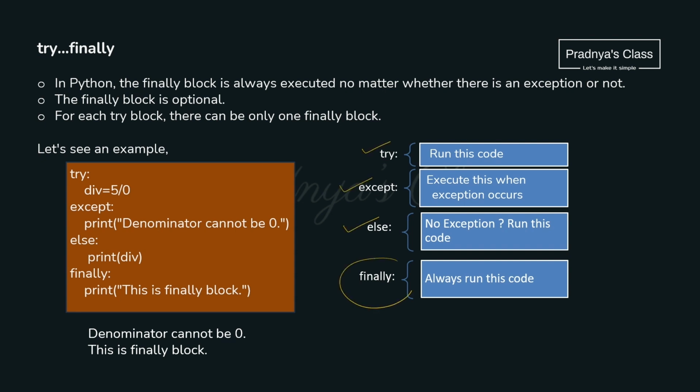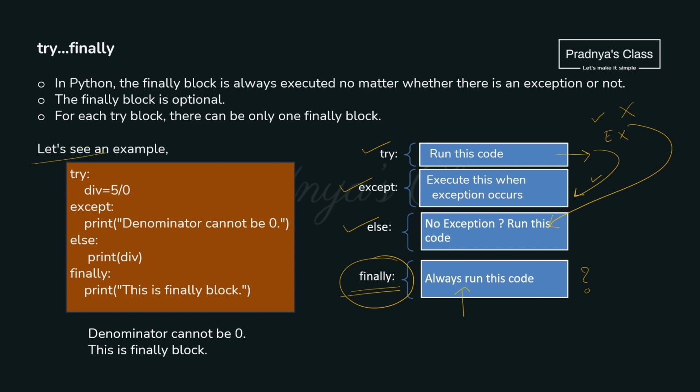There is one more block called finally. We write the statement which will result in an exception in the try block. If an exception occurs, we will come to the except block. If an exception doesn't occur, we will come to the else block. But what about the finally block? Whether an exception occurs or not, the control will always come to the finally block and this code will always run.